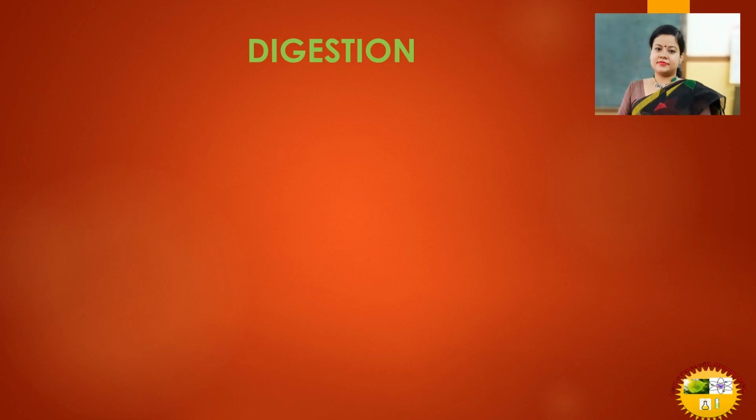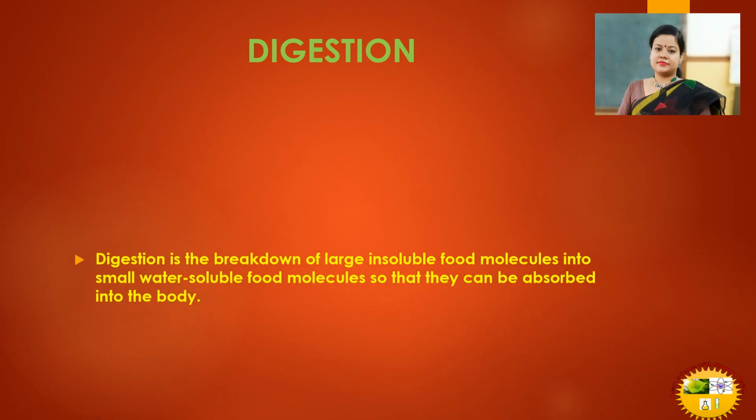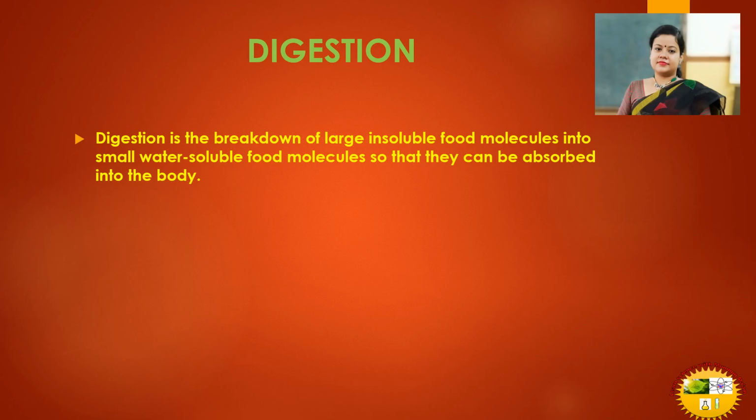Now the next step is digestion. What is it? Digestion is the breakdown of large insoluble food molecules into small water-soluble food molecules so that they can be absorbed in the body. So, whenever you are taking rice, right? Rice is a complex carbohydrate. At that time, it is not able to give us any energy until it is broken down into small water soluble food molecules so that it can provide us with energy.